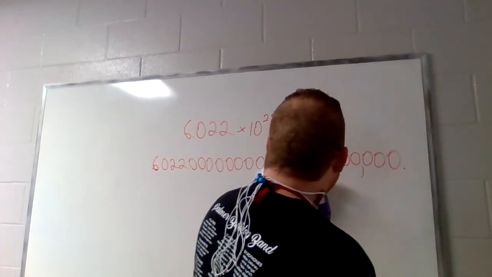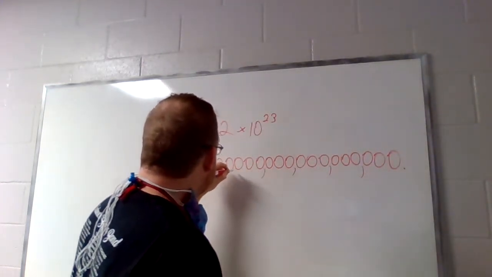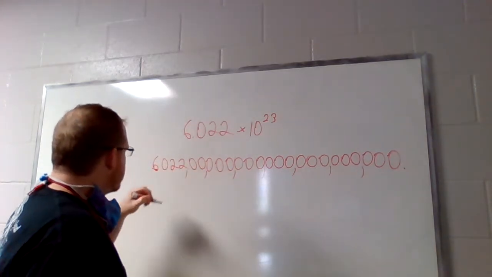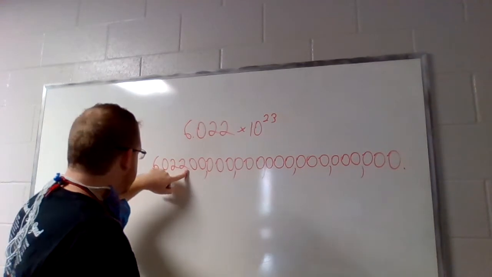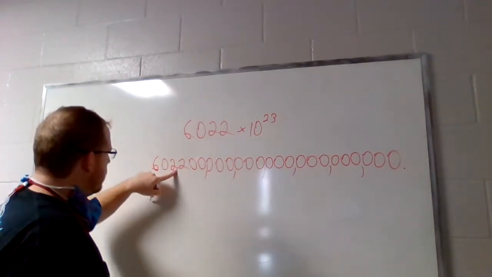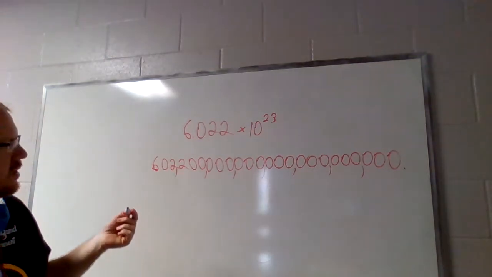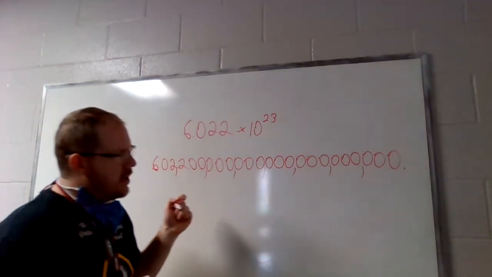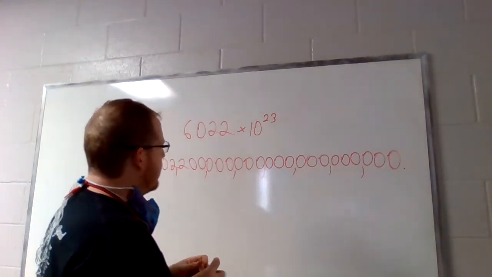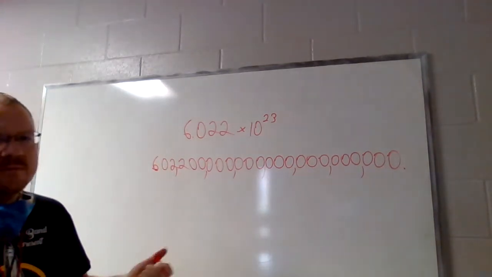Boom. And so this is Avogadro's number. Did I do that right? Oh, that goes over here. This is a mole of something. 602 sextillion or 602 billion trillion. And so it is a really, really large number.